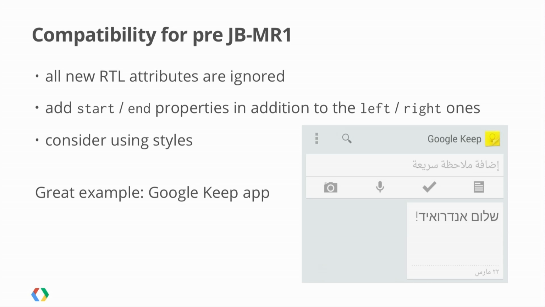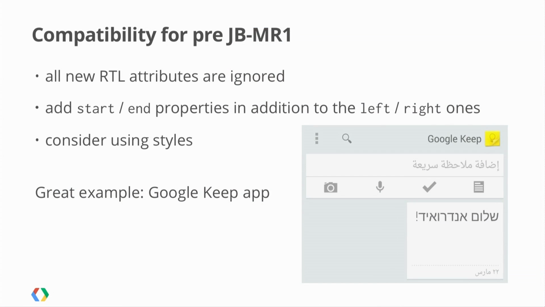Now let's talk about compatibility for pre-JB MR1. So the good news is that, as before, all new attributes are ignored from one platform level to the previous one. So all new RTL attributes will be ignored. So if you're ignoring start and end, what's left? Mostly nothing. So the trick here is actually to add start-end properties in addition to the left-right ones. So it's kind of duplication here. But you need to consider also styles for extracting actually those left-right properties into a style file and then providing your own style file for v17 or -ldrtl. And that will fix the problem.